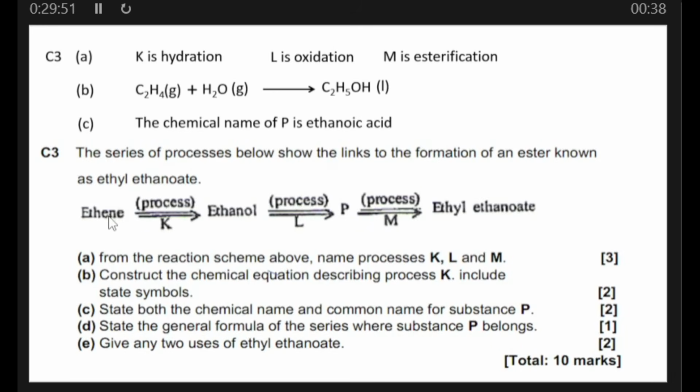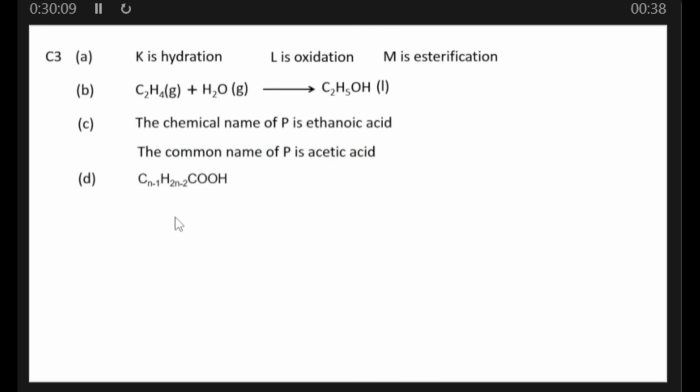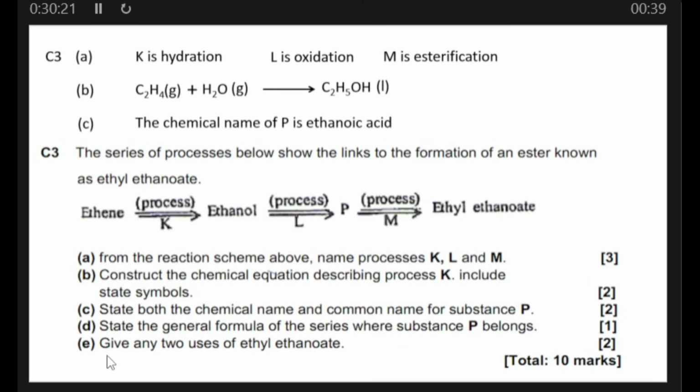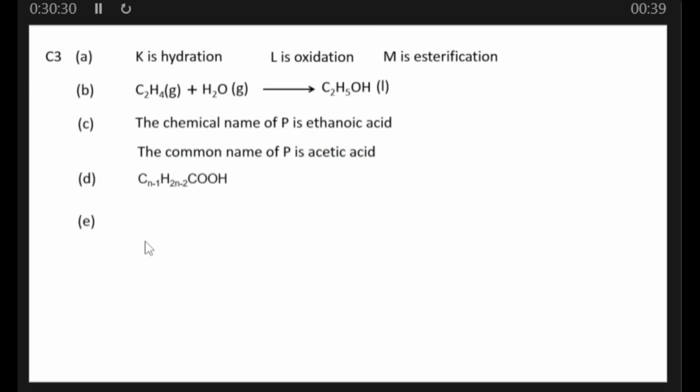Then let's come back. They are saying D, state the general formula for the series where substance P belongs. So P here, it's an acid. So an acid, this one, it is given by CnH2n+1COOH. So this is the general formula. Then E, they're saying give any two uses of ethyl ethanoate. So ethyl ethanoate is an ester. So esters have these uses: one in making perfume, two in food flavoring.